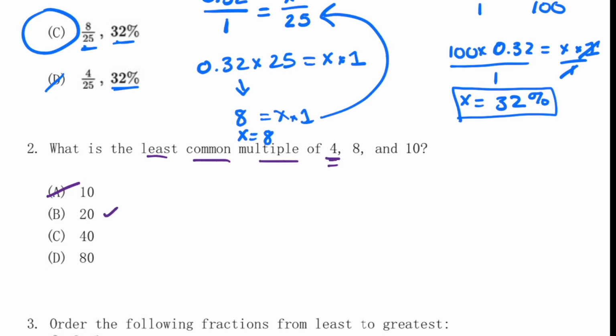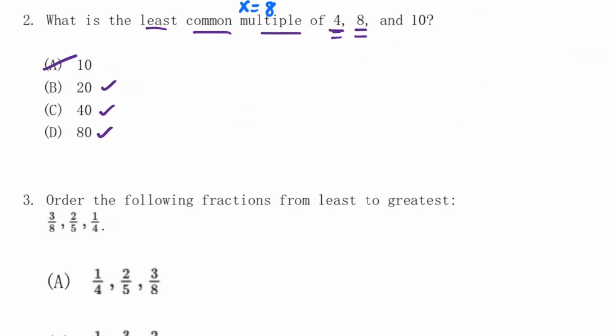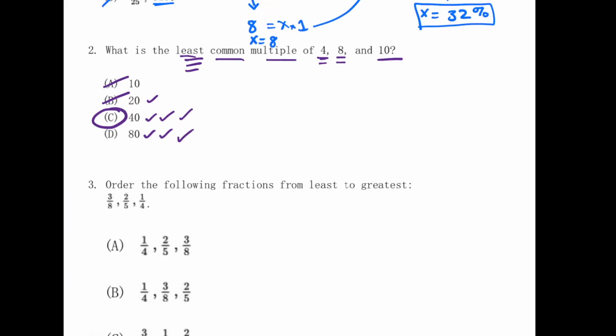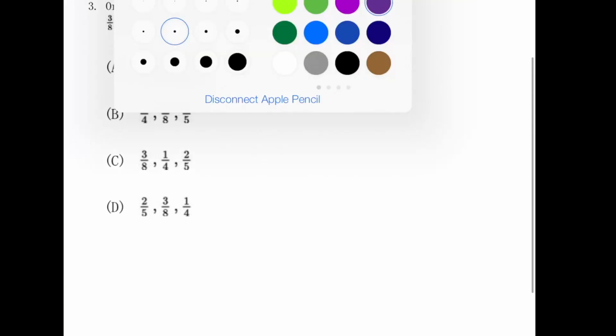So let's move on to looking at 8. 10 is already out, so 8 does not go into 20, so B is out. But it does go into 40 5 times, and it goes into 80 10 times. And what about 10? Well, 10 goes into 40 4 times, and it goes into 80 8 times, but they're asking for the least common multiple, so that is going to be C.